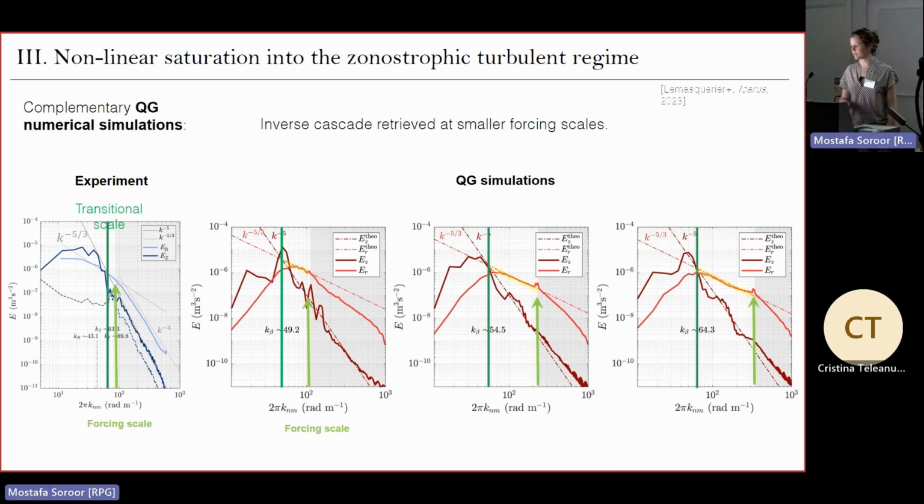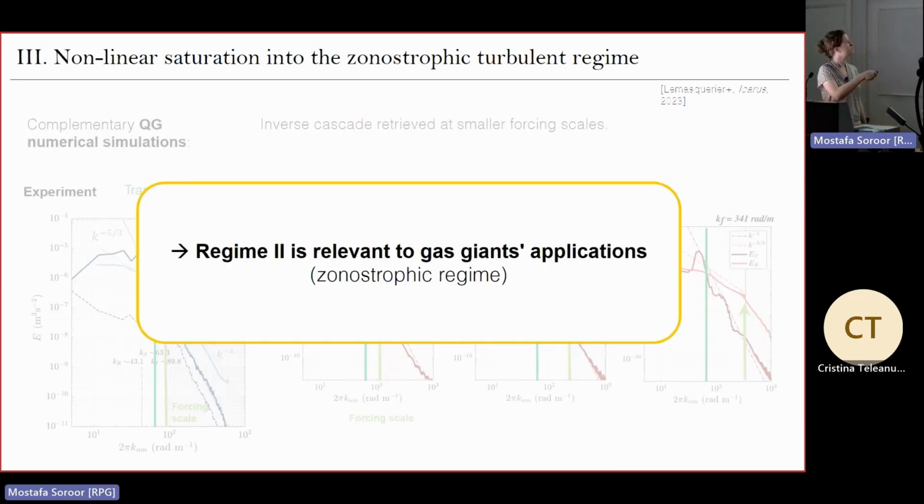So this confirms the fact that the experiment is indeed in the good regime, in the zonostrophic regime, which is relevant to gas giants applications, which is limited by the fact that our forcing scale is too large.